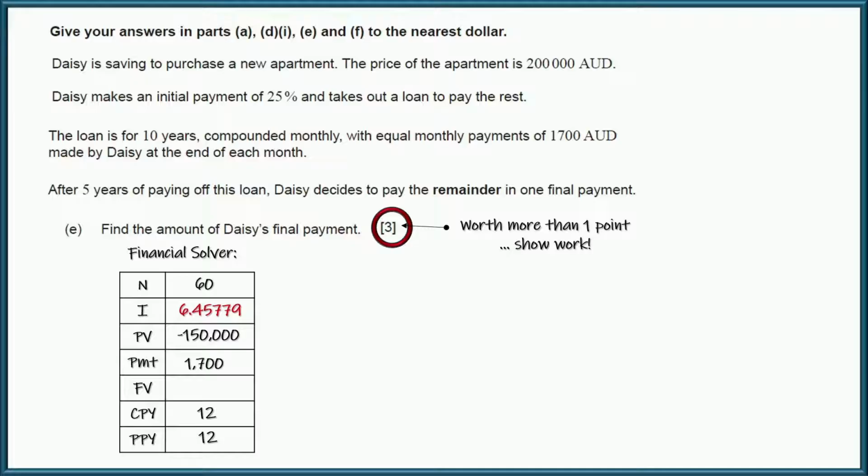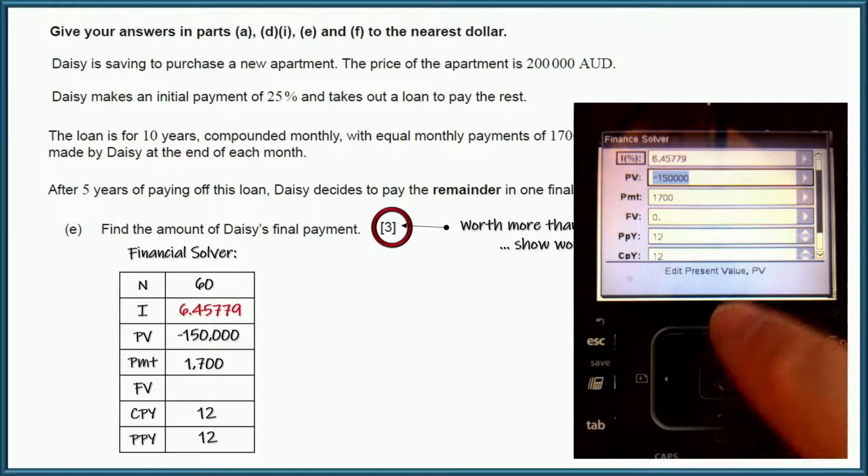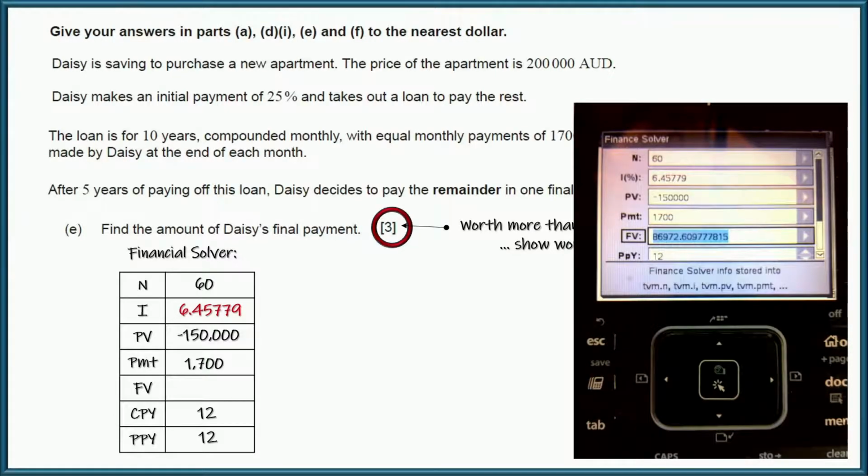So let's go ahead and turn the document camera back on, and I'll move it over here so it's out of the way. There we go. All right. So we're going to change that to 60. Number of payments is now 60. Future value, let's delete that and let's hit enter. 86,972 and 61 pennies. Okay, that's pretty cool.